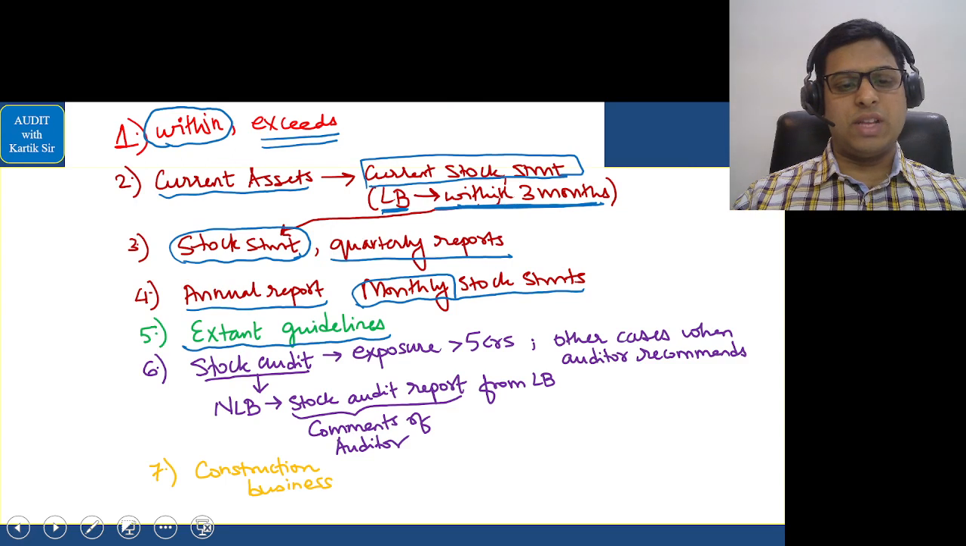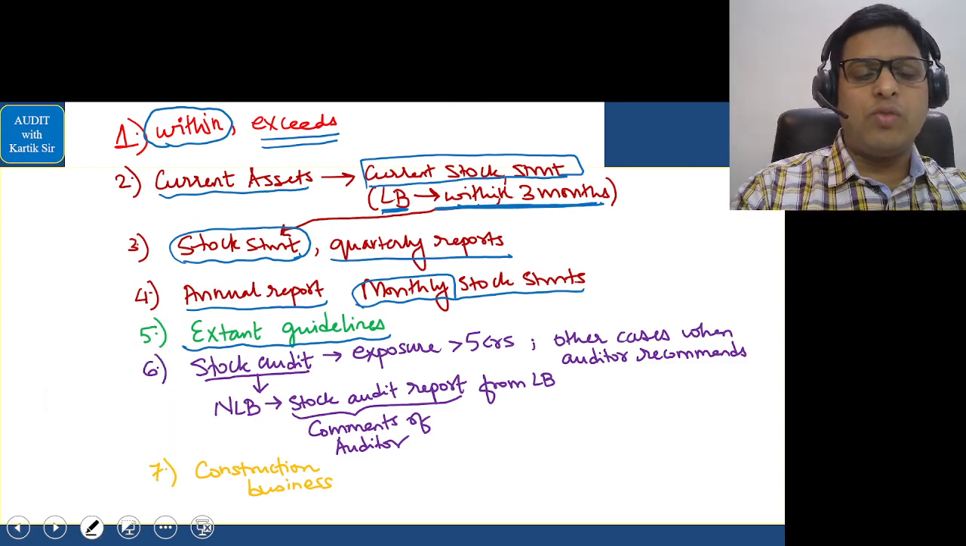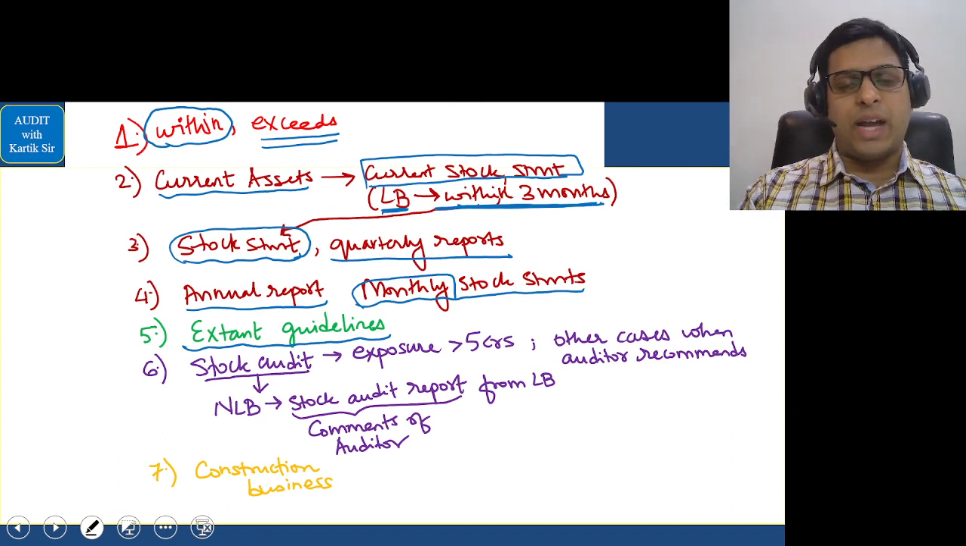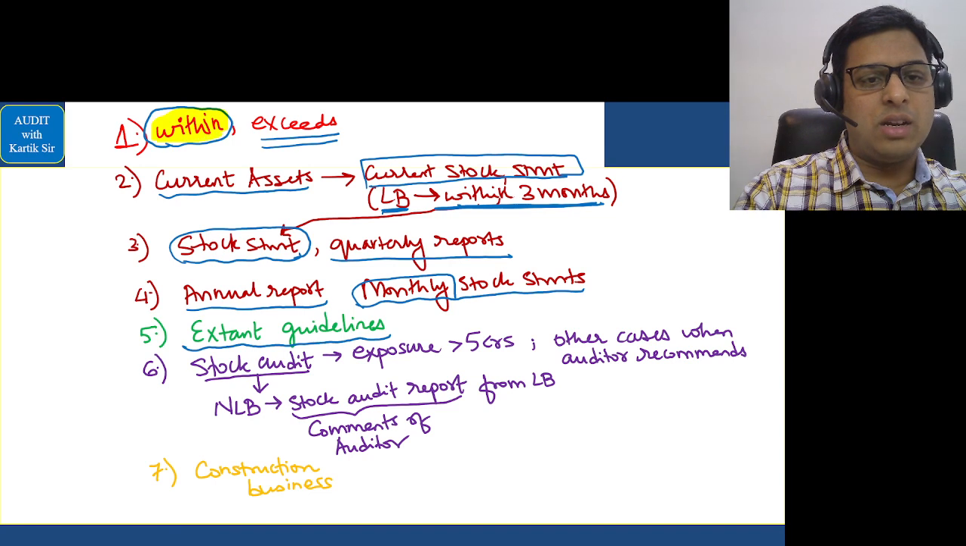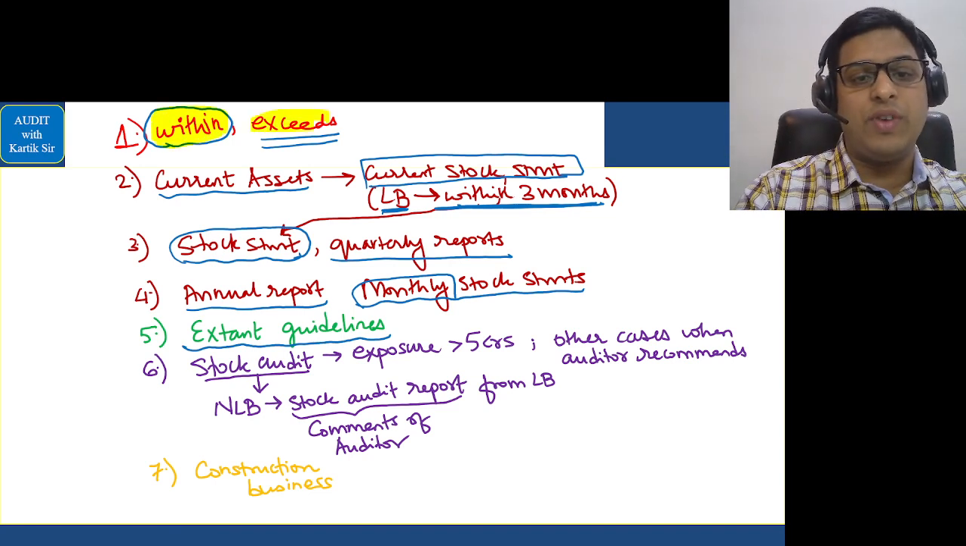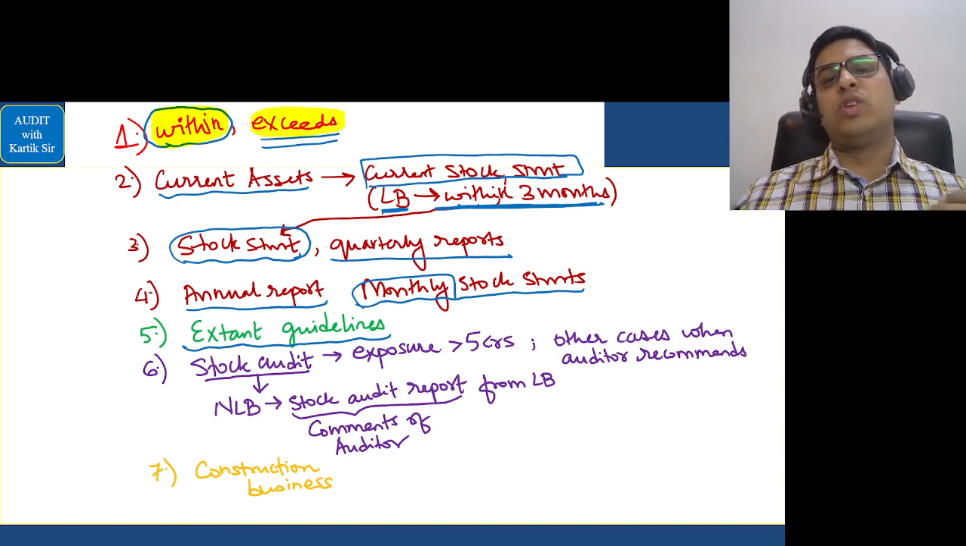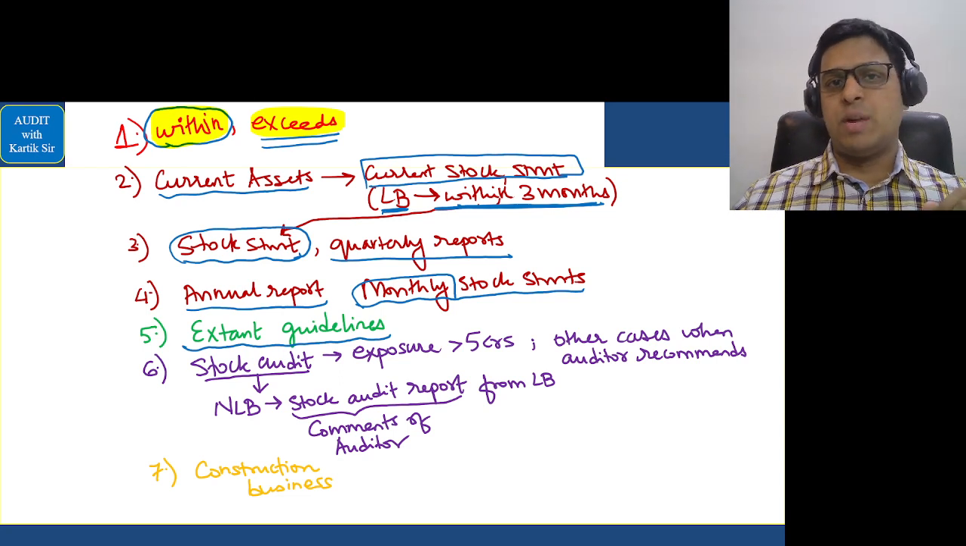Please see here, a very, very simple part. Let's start. First of all, whatever is the sanction limit and the drawing power that the bank has finalized for any borrower, it should always be within that drawing power or sanction limit. And if it exceeds, then we should inform the higher authority on an immediate basis in the bank.